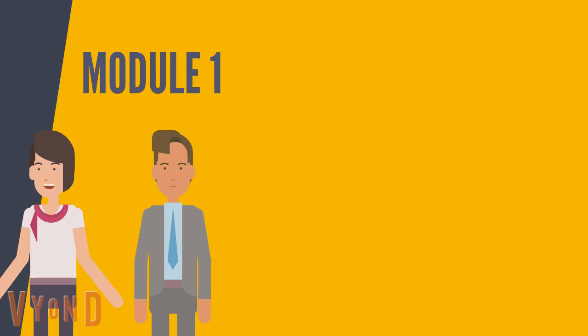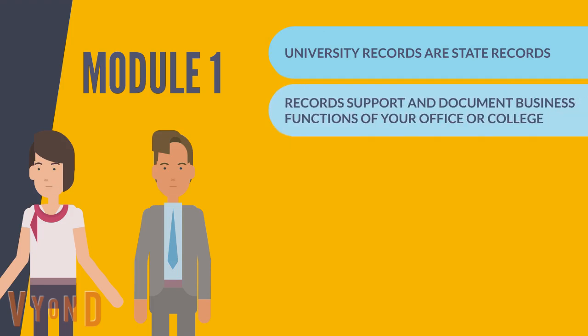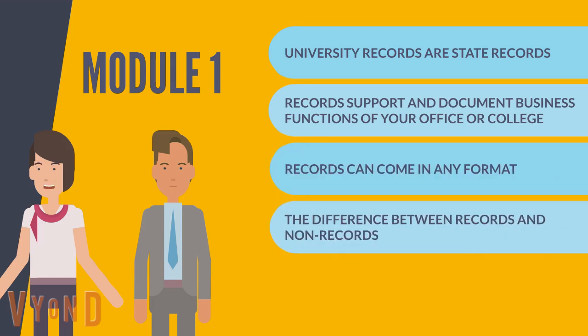Okay, let's quickly recap everything that you've learned in Module 1. University records should be treated as state records. Records support and document business functions of your office or college. Records can come in any format. The difference between records and non-records. And finally, an overview of the life cycle of a record.